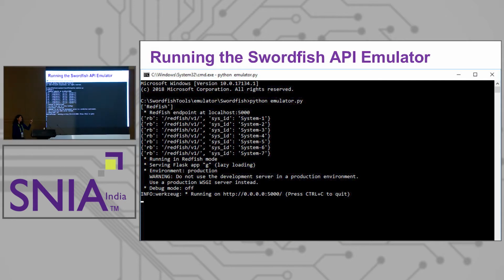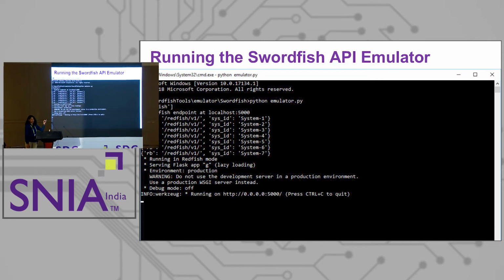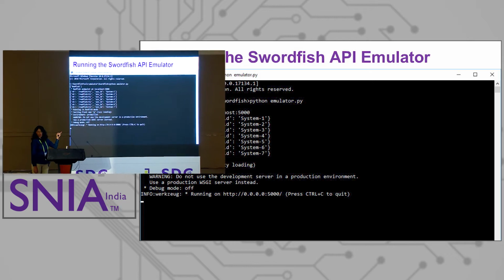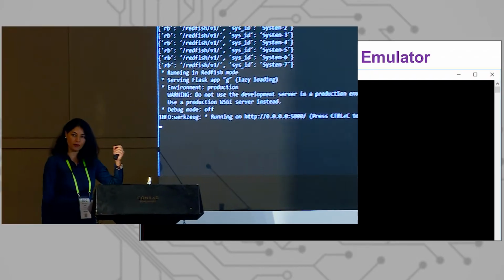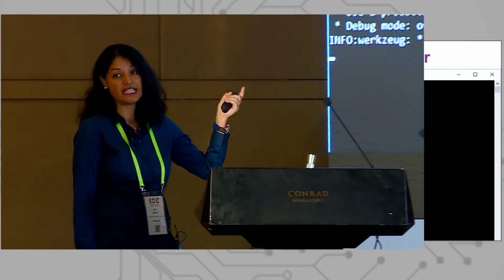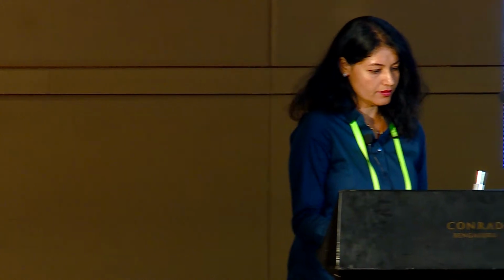Once you run python emulator.py, it starts on your port localhost 5000. So now what do we do with this? Once it starts, you can go on to any browser and you can access and see your resources. Now we'll move on to the demo of the same.